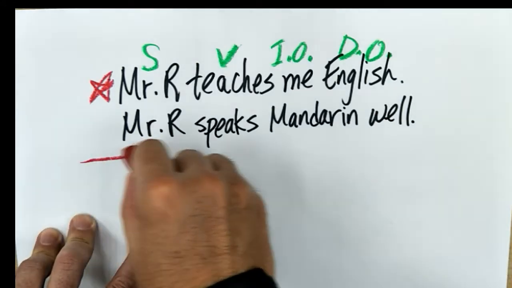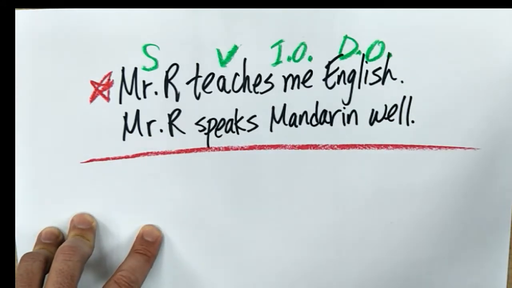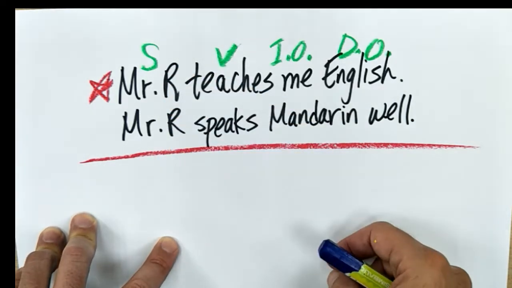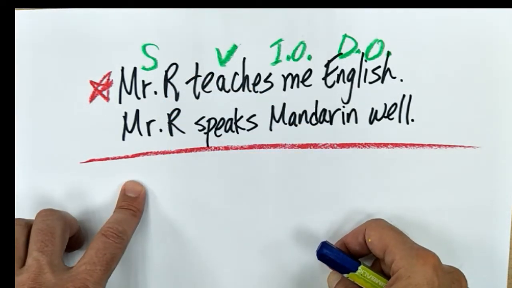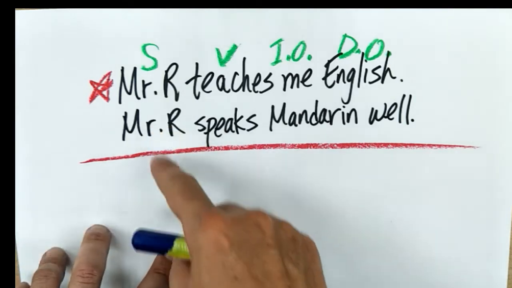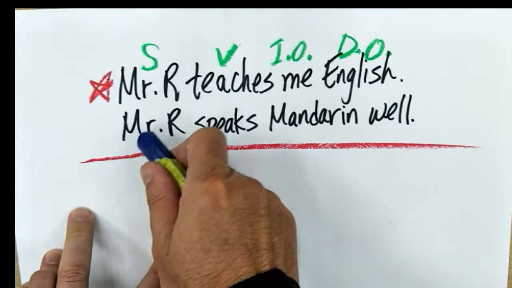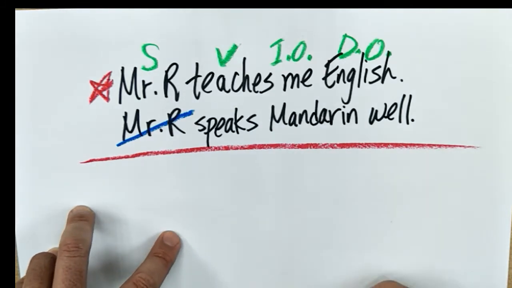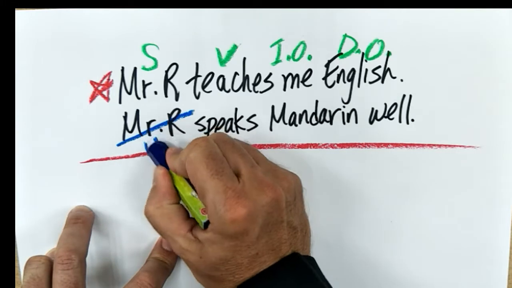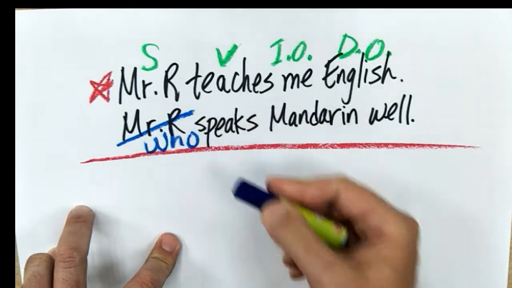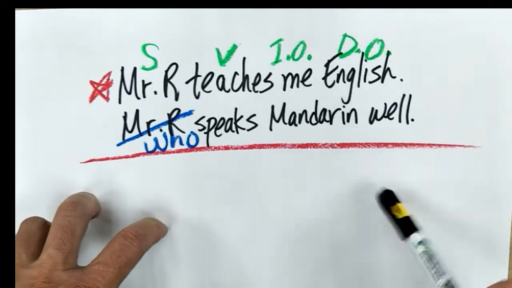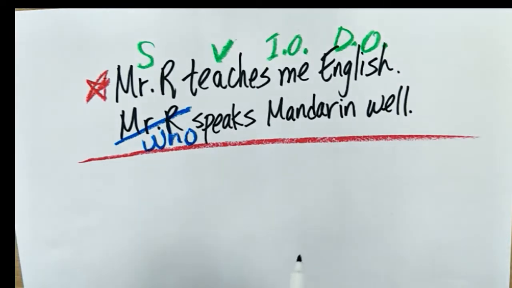Now, let's just add the sentences, just like in math. What is common in these two sentences? Mr. R. So we take this Mr. R out. Mr. R is a person, so we use who. Okay, now we can do it. Let's combine these two sentences.